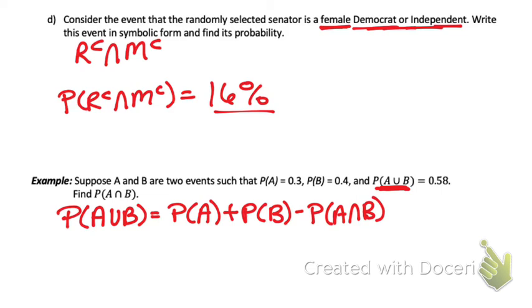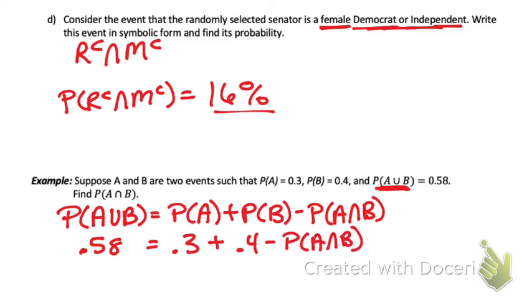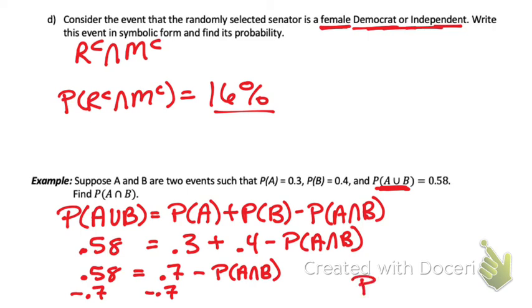What is the probability of A or B? 0.58. What is the probability of A? And the probability of B? And we're going to subtract what we don't know. And now we're going to do algebra. So now 0.58 equals, what is 0.3 plus 0.4? 0.7. Now we have to subtract the overlap that we are not sure about. And again we continue to do algebra, and so we have the probability of A and B equals 0.12.